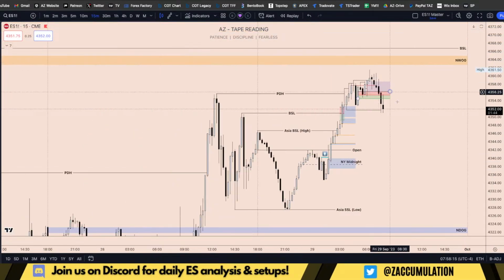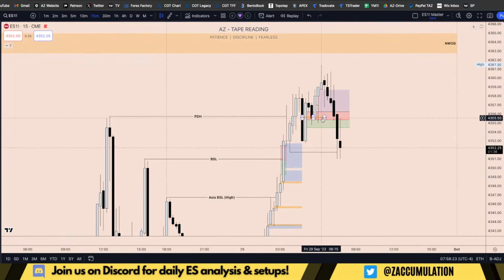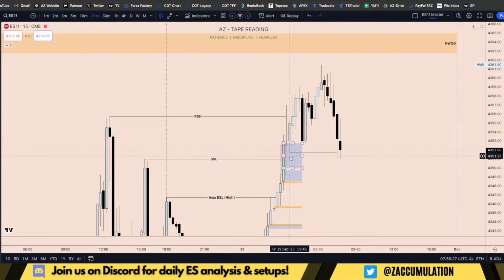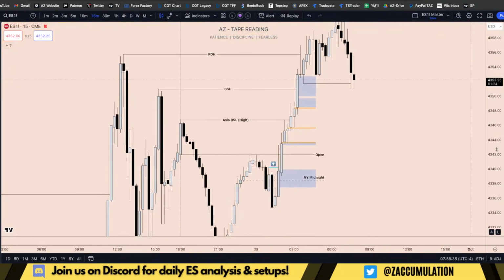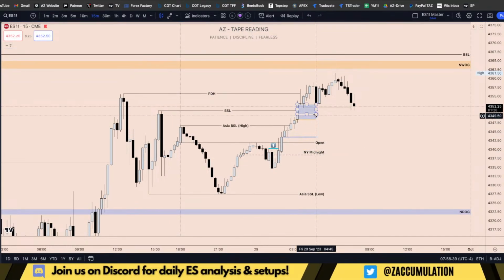We have new week opening gap and buy side above us. Let me get rid of most of the stuff. We do not need any of that right now. So on the 15, I'm gonna get rid of all these 5-minute fair value gaps. Start fresh. New session, new luck.